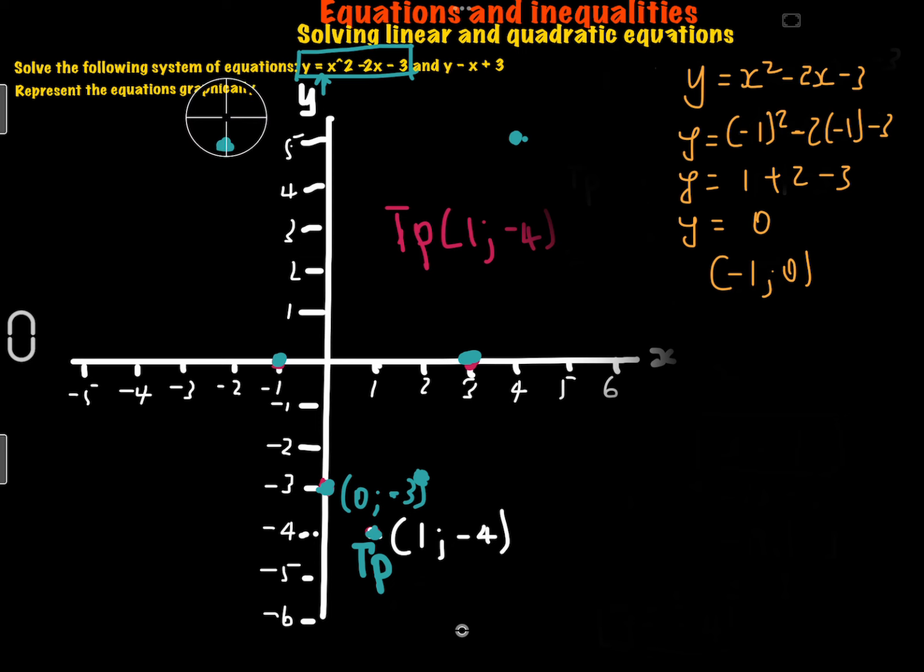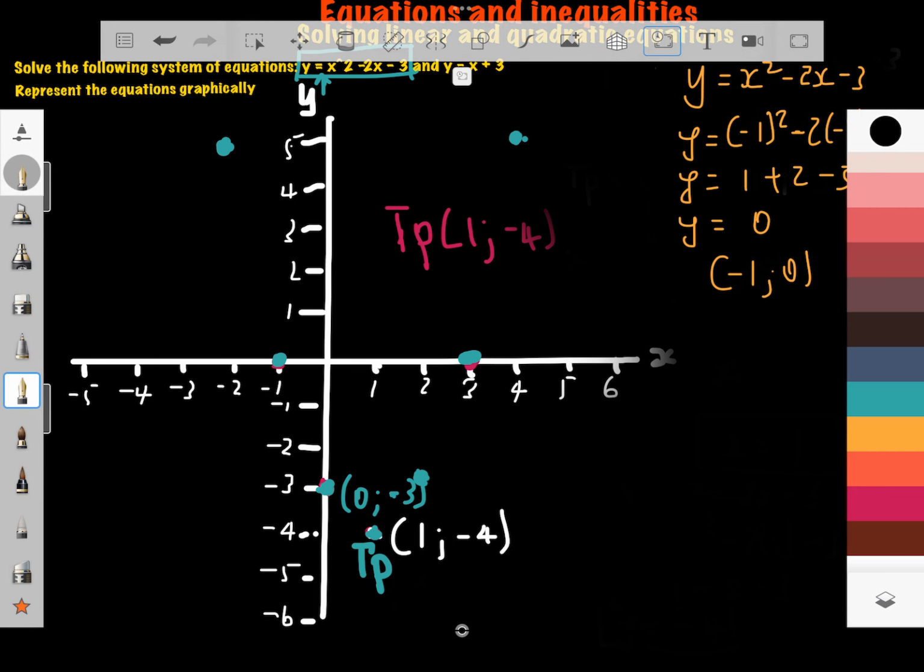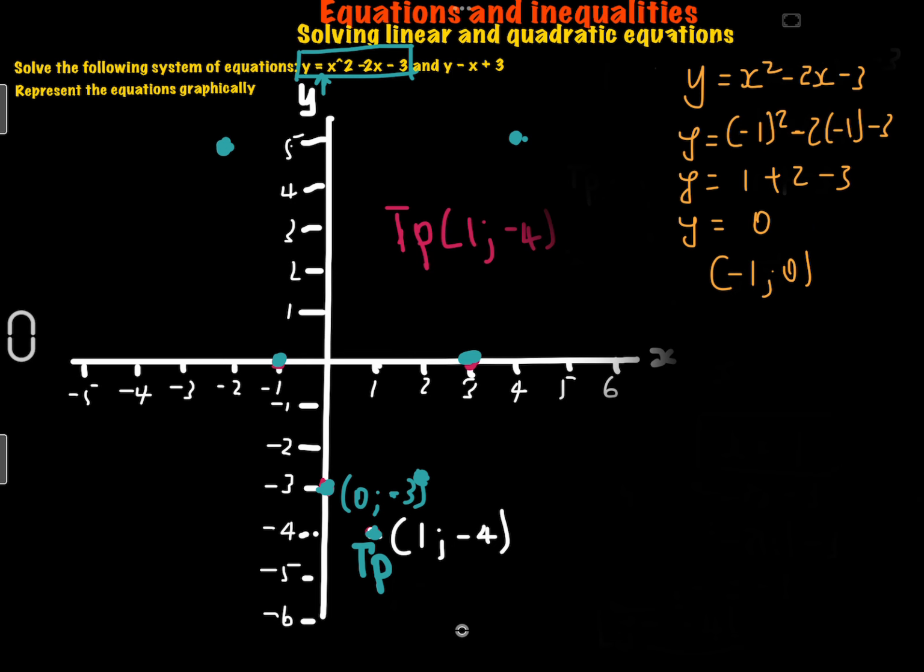So what you need to do now is to simply join all the indicated points. So we start off there. So this is our graph. It passes through where x is equals to negative 1 and y is equals to 0. It passes where x is equals to 0 and y is equals to negative 3, and it has a turning point when x is 1 and y is negative 4.